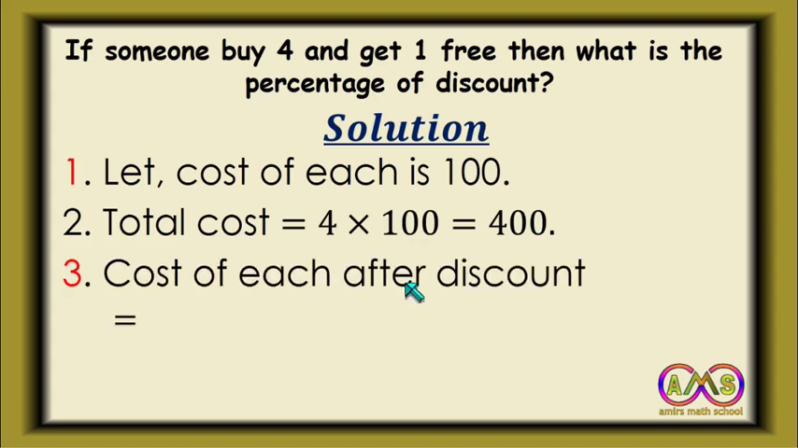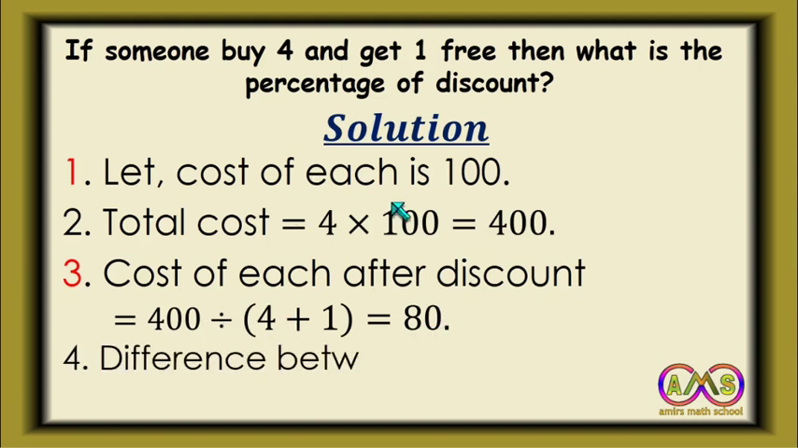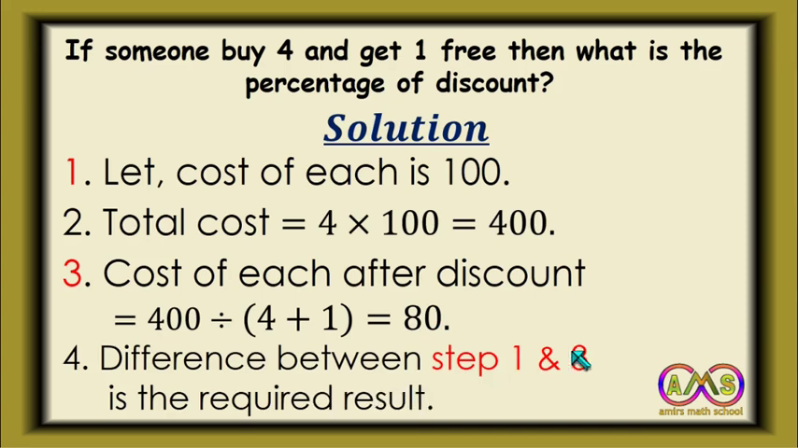Now the cost of each item after discount is 400 divided by 4 plus 1. We get 1 free, so the total number of items is 4 plus 1, which is 5. That is 400 divided by 5. We get 80. So the difference between step 1 and step 3, that is 100 and this 80, will be the required result. That is 100 minus 80, that is 20. So our result will be 20% discount.